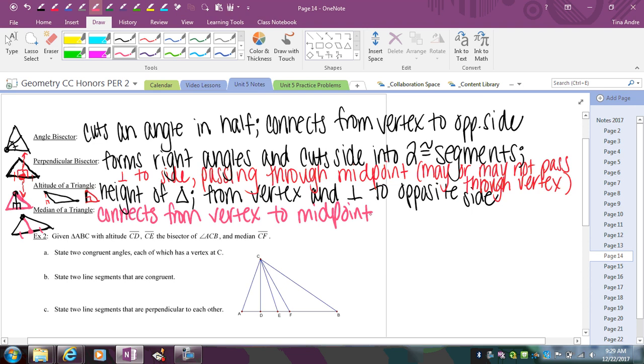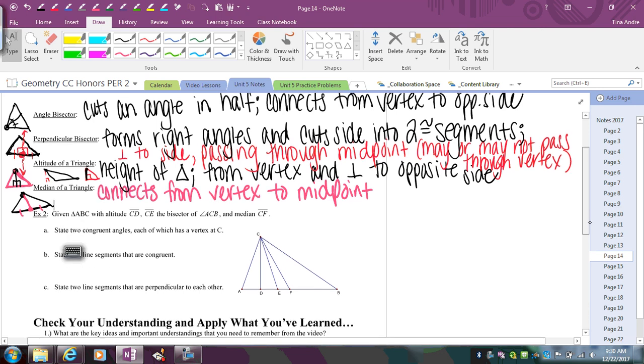So a perpendicular bisector is similar in that it connects to a midpoint, but a perpendicular bisector has to be perpendicular, so it has to form right angles, which is why it doesn't have to pass through the vertex. A median has to connect to the midpoint, and since it has to connect to the vertex, it might not be perpendicular. So that's kind of the difference between those. They both connect to midpoints, but one has to be perpendicular and one does not.